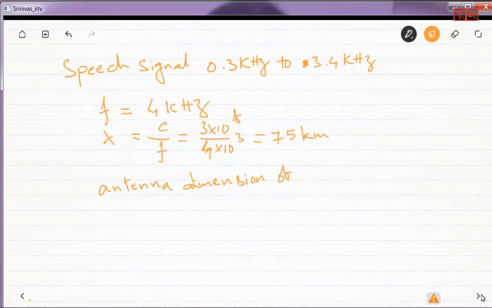So antenna dimensions will be of the order of 7.5 kilometers, right? Which is useless.